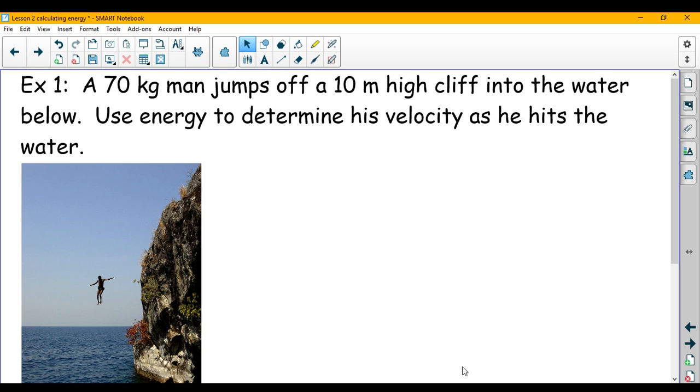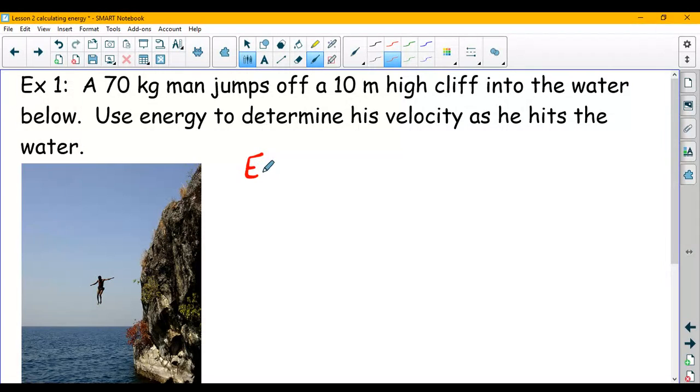So, our first example with energy questions is this one. The man is jumping off a 10-meter high cliff into the water below, and I'm going to use energy to find his velocity. Now, I know I could do this using the kinematic equations, but I want to do this using energy instead. The first thing I need to do is think about at the start, when he's up here at the top of the cliff, what kind of energy does he have?